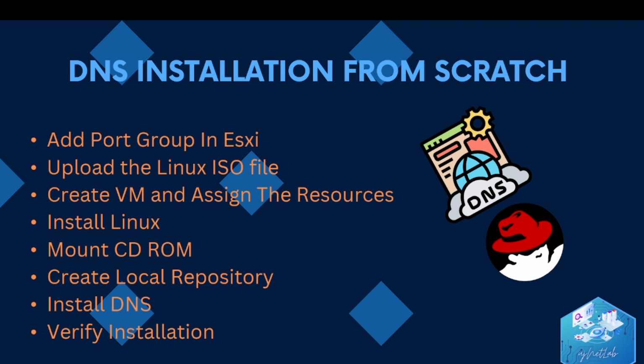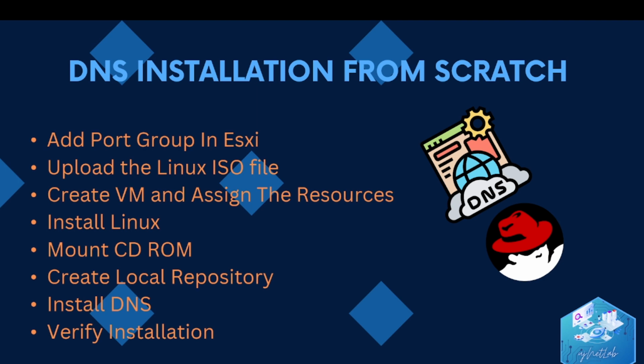Remember, in the last session, we did the ESXi installation, and before that, we saw how to make a bootable USB for ESXi. So now our ESXi is ready, and on the ESXi, we are going to deploy the DNS VM. All right, and that VM will be the Linux machine.